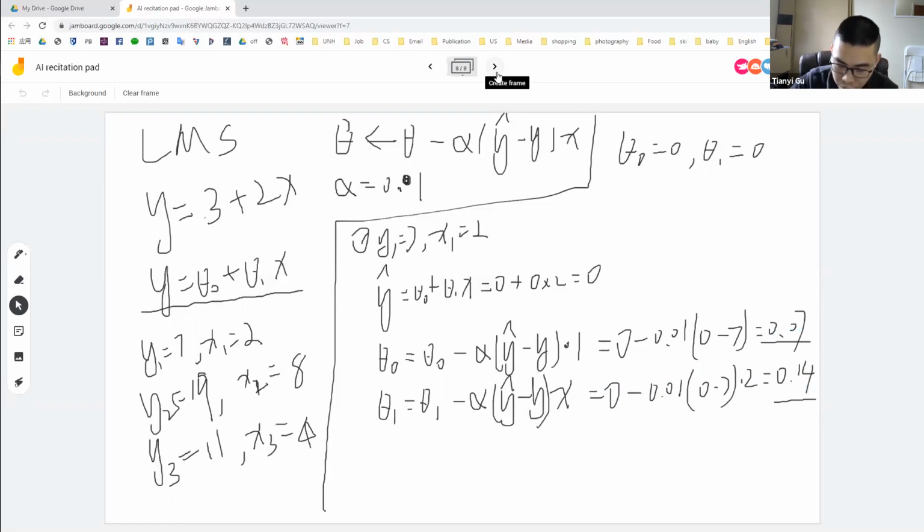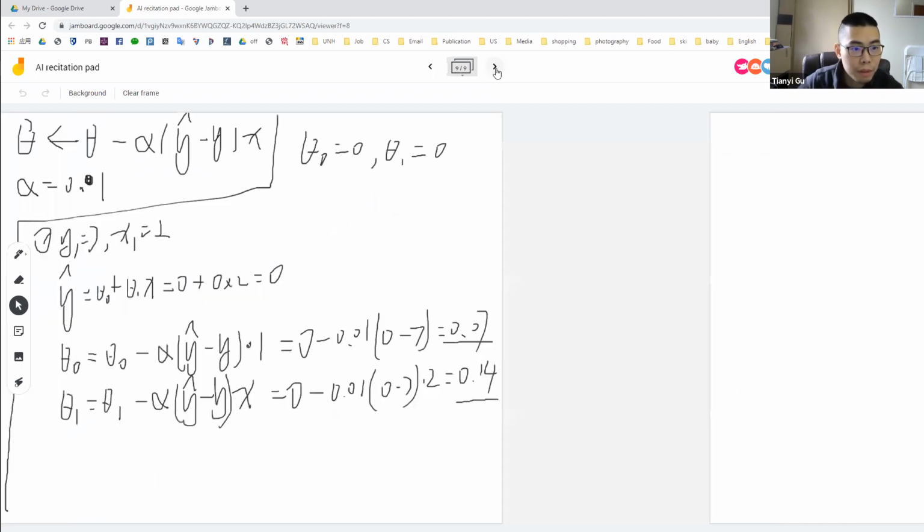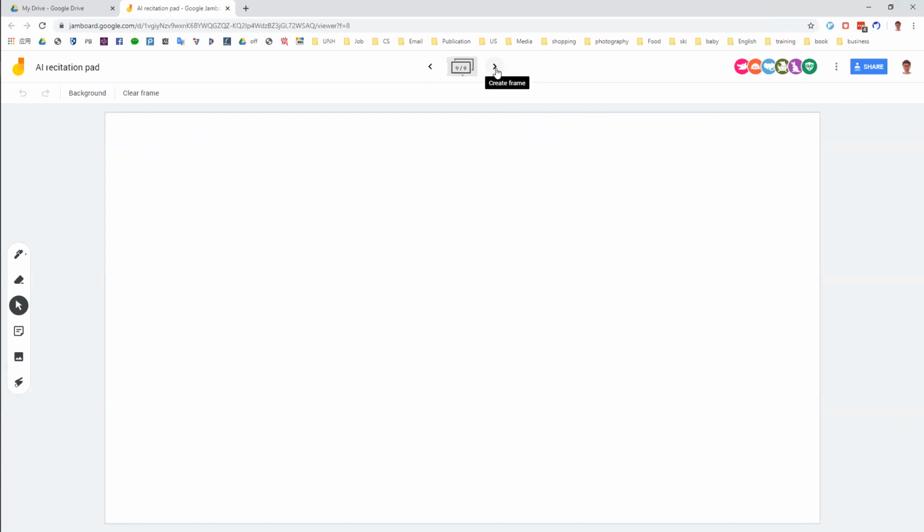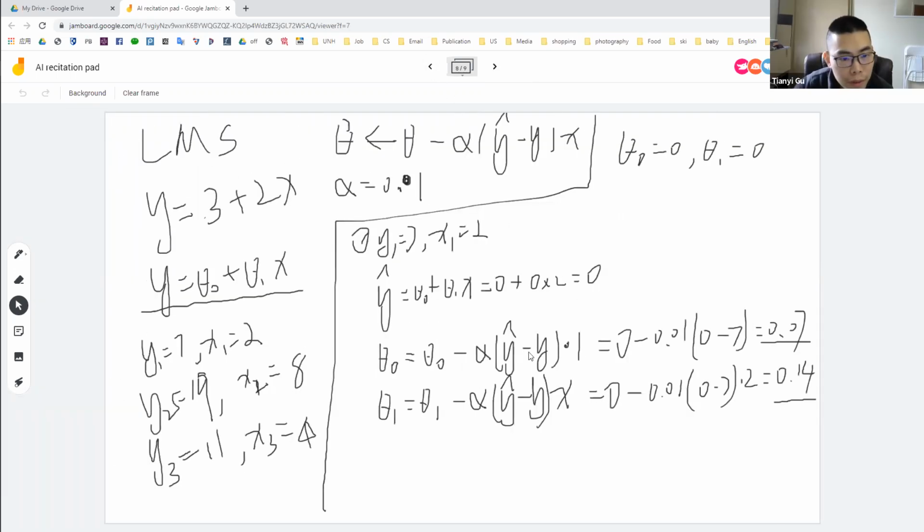Then we read the second data point, so it goes to a new page. I have a question real quick. Where does that 1 and the x come from? If we have more thetas, would that x term be x for all of them?